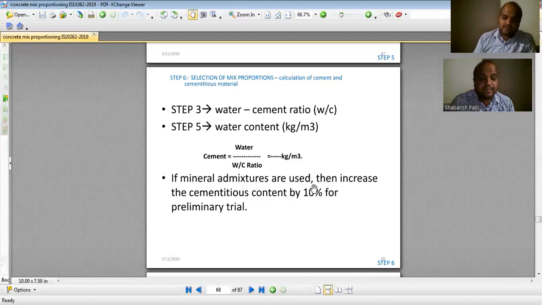Why is this so? Because fly ash, GGBS, those mineral admixtures, are byproducts of some industry. We don't have control over the chemical composition of those byproducts. However, we get it from the industry and we may have to use it in the production of concrete. So in this regard, we may have to increase the cementitious material by 10%. Nothing other than that is the reason.